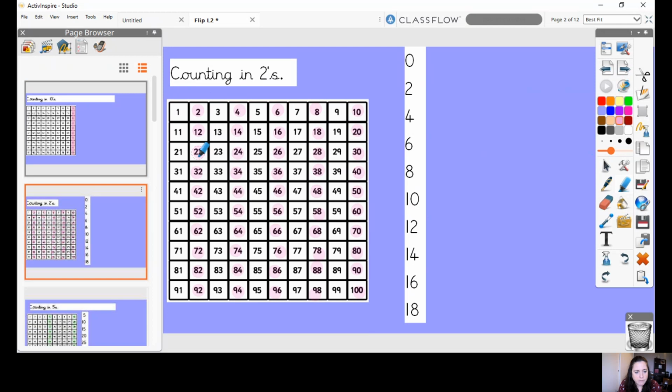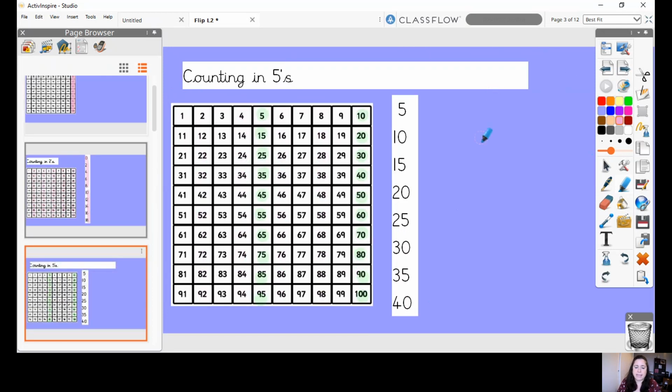Let's have a look at this row here. We've got 2 and a 2, 2 and a 4, 2 and a 6, 2 and an 8, and then it's going to go up to 30. So 2 2, again it's 2 4 6 8, 2 2 2 2. So there's that really good pattern that you're looking for when you're counting in twos.